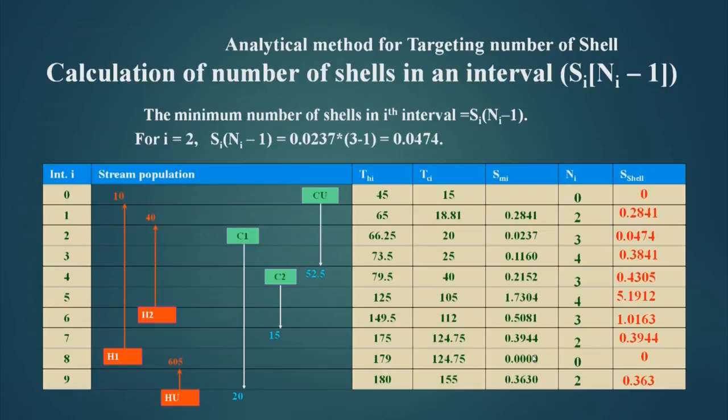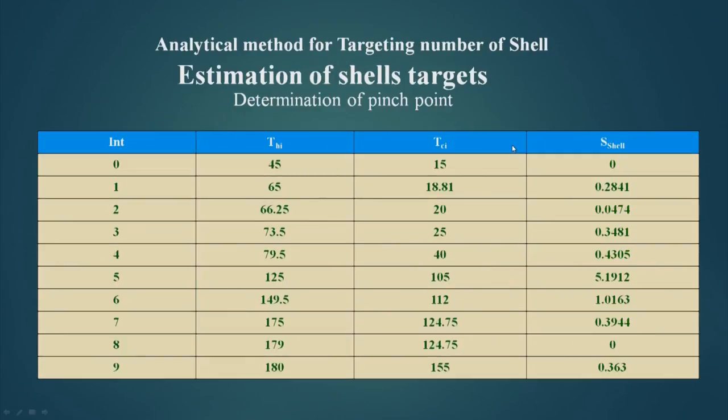Here we find 0 because there is a temperature jump at this point, and we are joining 2 streams with a fictitious odd stream, which will not require any heat transfer, and hence the number of cells for that part of the fictitious stream is 0. That is why this has come 0. Now, we have this table: the intervals are that, THI is that, TCI is that, and the number of cells is there for each enthalpy interval.